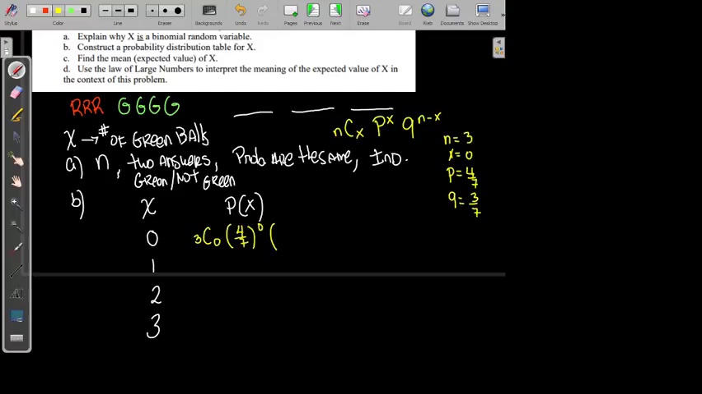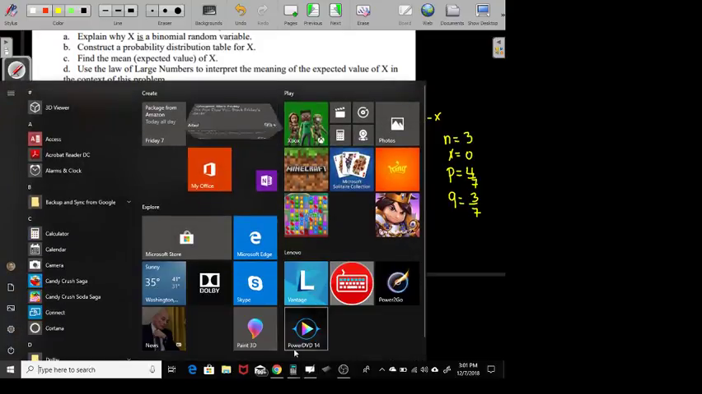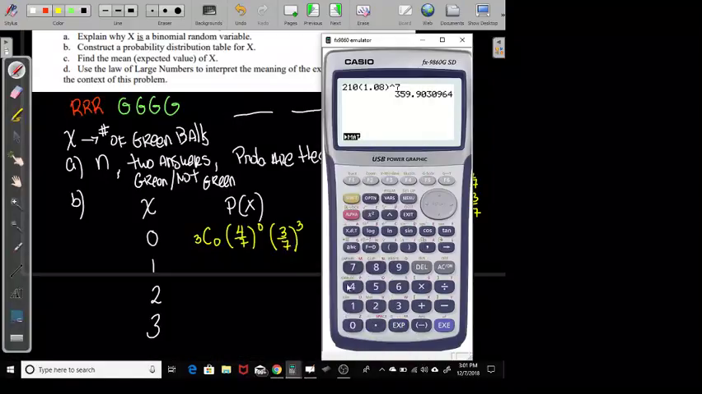And how many 3/7s do you have? 3. 3 minus 0 is 3. Isn't that what we have? If you work on that, yes. By the way, what's 3 combination 0? 1. If you don't know this, you can use the calculator. I'll show you how to use the calculator. Let's use the calculator in case you forgot.